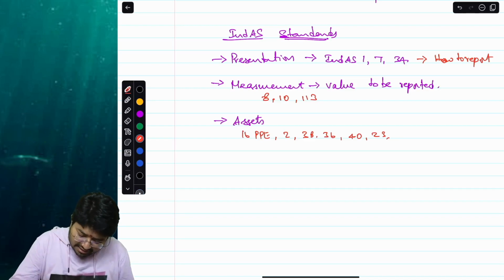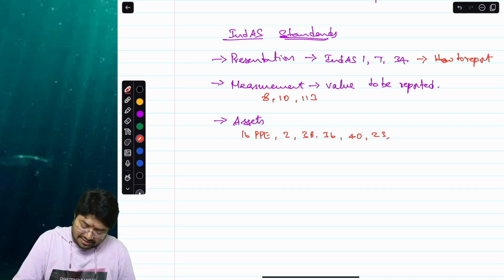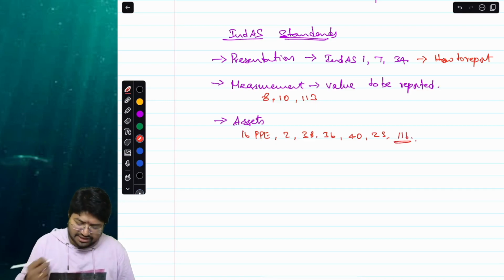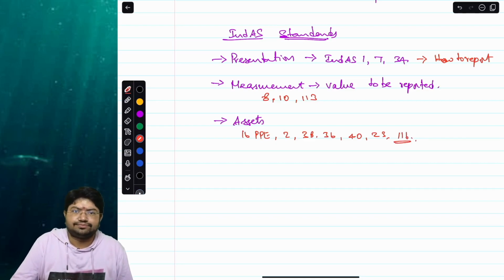And then there are assets which are leased out also. When it is leased out, how would you deal? In which case 116 should be understood. Like this, there are varieties of standards which talk about only the assets part in the balance sheet.